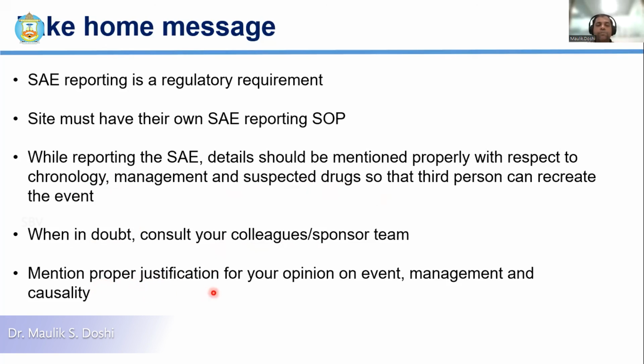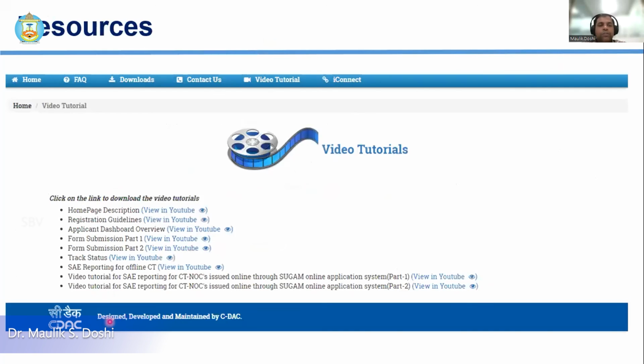And always mention proper justification for your opinion: why you feel it is related or not related, why you are saying this adverse event is vomiting and not something else, and about your management and the causality. That is required for the justification. These are the resources which I am giving, and you can go through the videos and all the PDF files. It is a very good resource which CDSU is providing for SAE reporting. So you can refer to this.